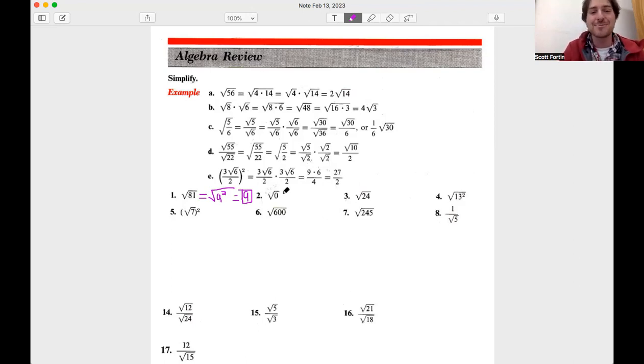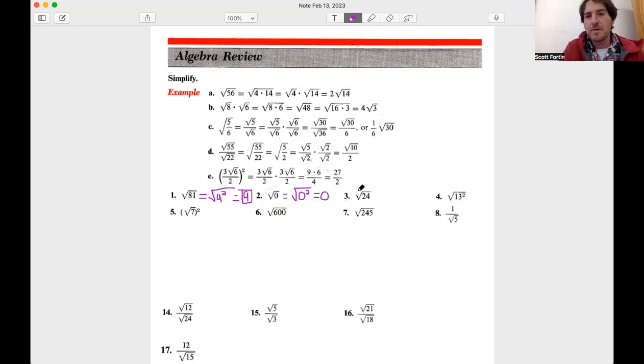Square root of 0, well, that one's pretty easy, because what number times itself would be 0? Well, that would be 0. 0 squared, 0 times 0 is 0. Anything times 0 is 0. So if I take the square root of 0 squared, I get 0 as my answer. So the square root of 0 is actually 0.